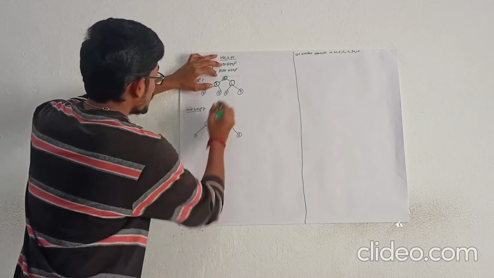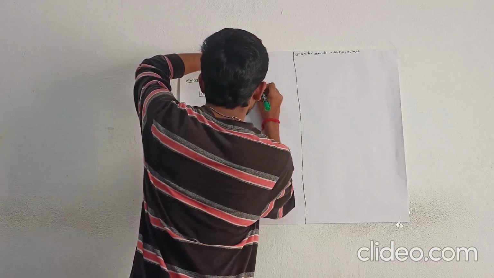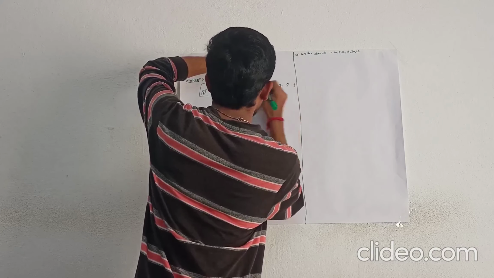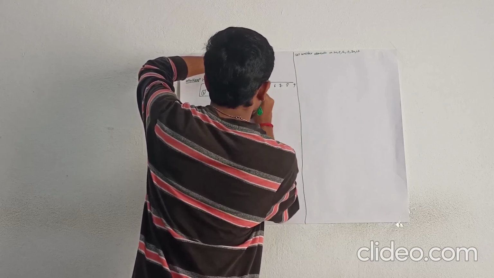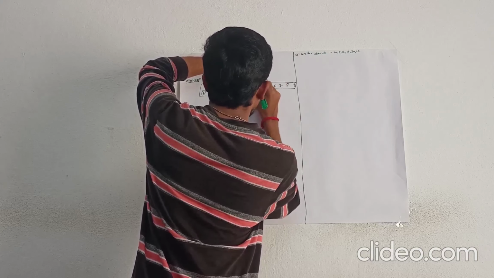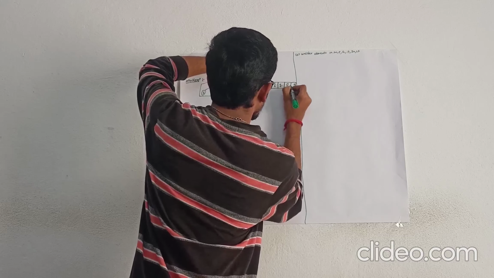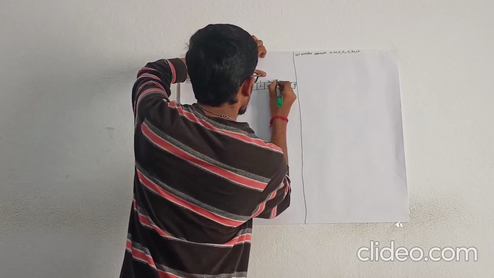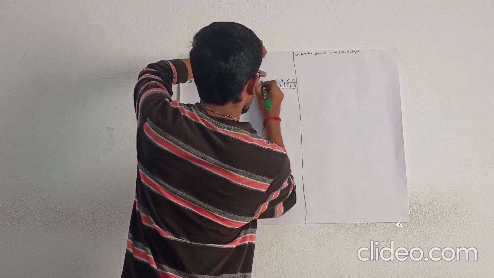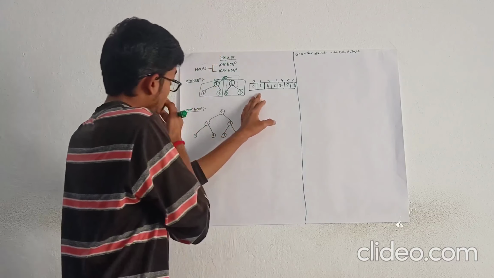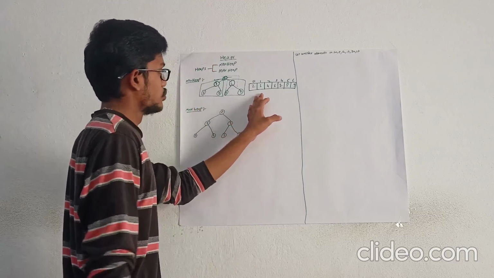The array representation, the memory representation of min-heap using arrays is this.